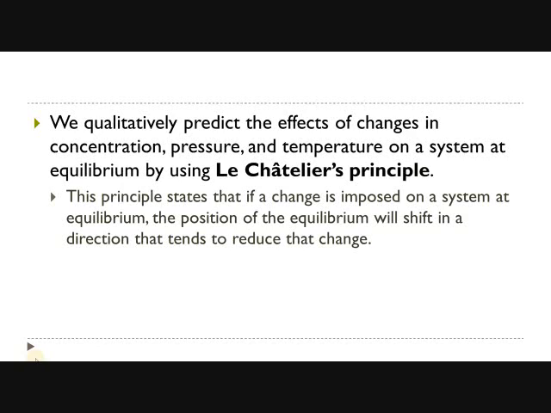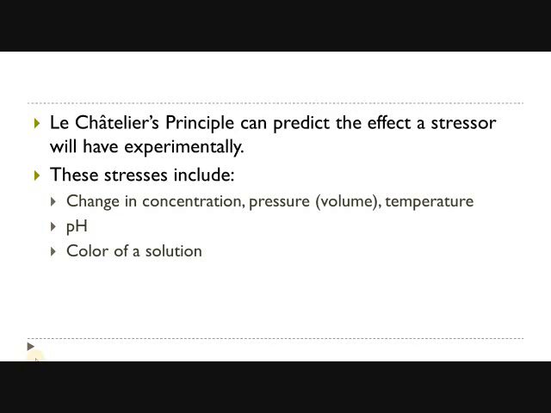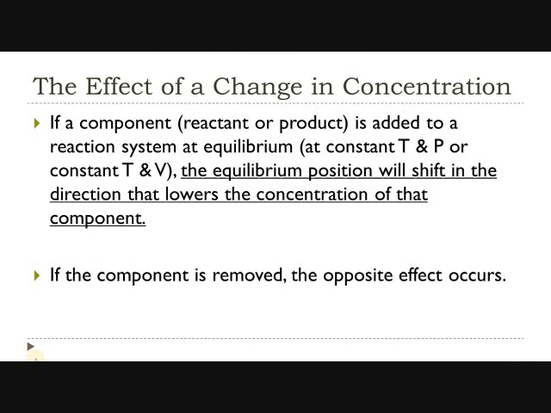So we qualitatively predict the effects of changes by using what's called Le Chatelier's principle. This tells us that if a change is imposed on a system at equilibrium, the position of the equilibrium will shift in a direction that will tend to reduce that change. So you can predict lots of things with Le Chatelier's principle. Some of these stresses that will have effects include changes in concentration, pressure and volume, and temperature. That's what we're going to focus mostly on right now. Later on we can talk about pH and colors of the solution. So, concentration.